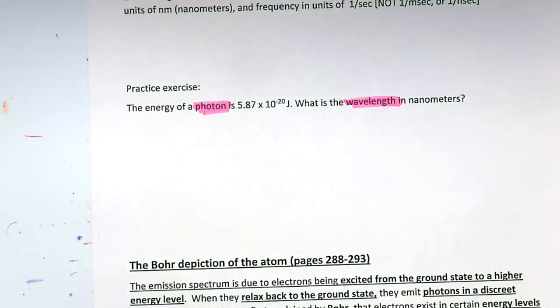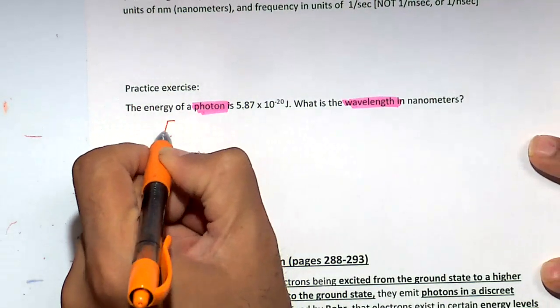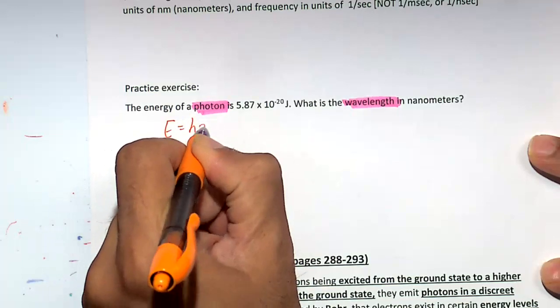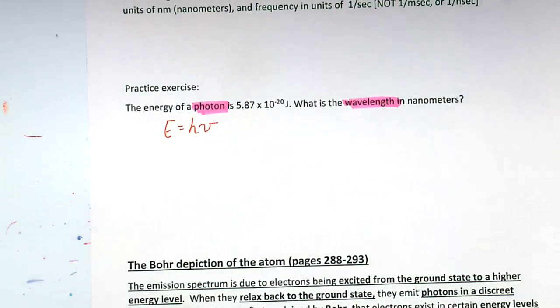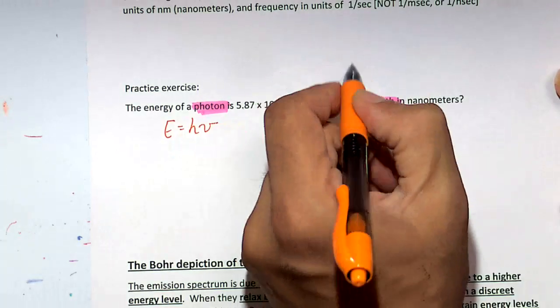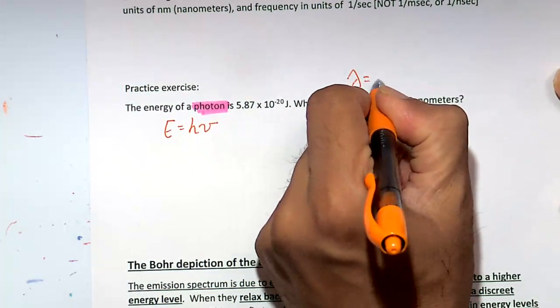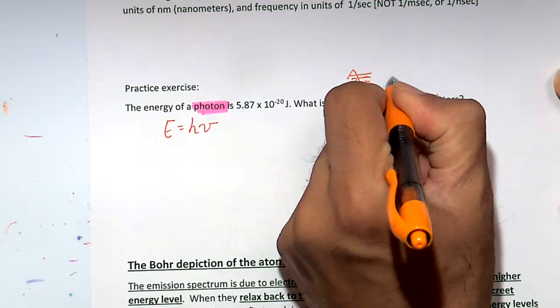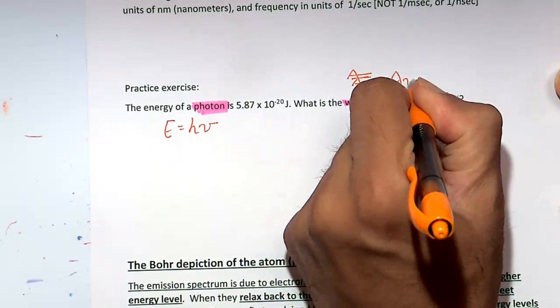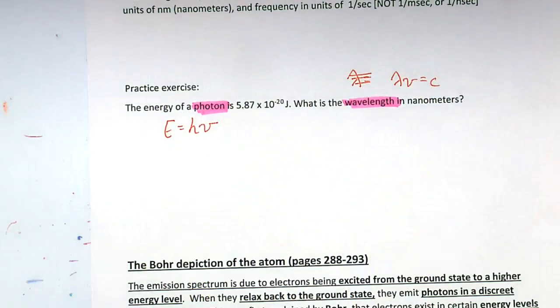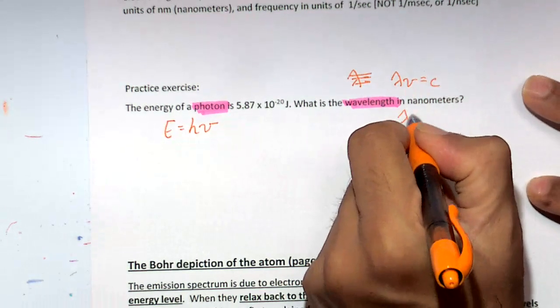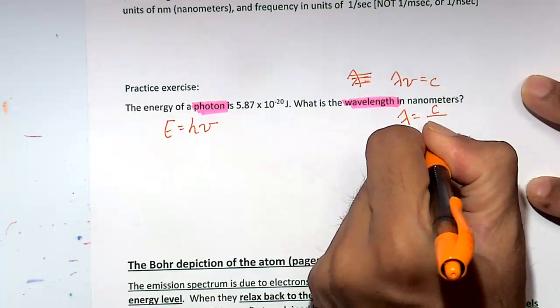So let's go ahead and do this. The energy of a photon, these are electromagnetic radiation, so E equals hν. And they also travel at the speed of light, so lambda times frequency equals c. With that, we should be able to find the wavelength. Wavelength here is c over ν.